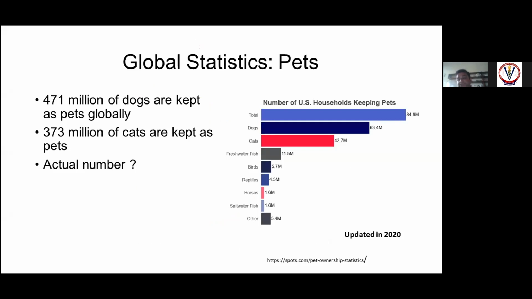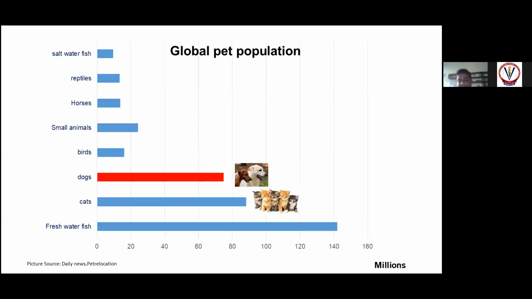The dogs, this is actually statistics from the US. The dog is the most popular pet, of course. If you look at the world statistics, there are 471 million dogs kept as pets globally. So we cannot forget about the role of the dog in our social context. That is why I'm going to highlight it in this slide.